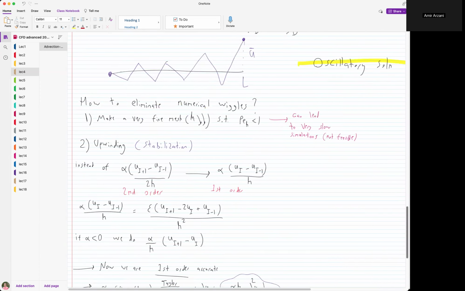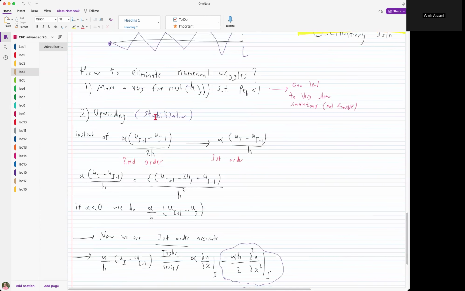Now, the second, more common solution is to use what's known as upwinding. It's known as upwinding in the finite difference community. In the finite element community, we know it as stabilizations, and we're going to talk more about it in this course. So now, the idea is that for the advection term, alpha partial u partial x, instead of using the central difference, which is second order accurate, I'm going to use a first order approximation that looks like this.